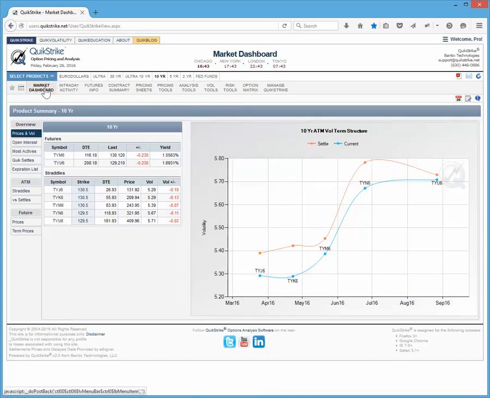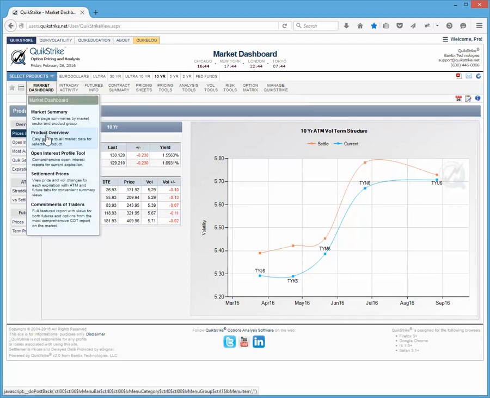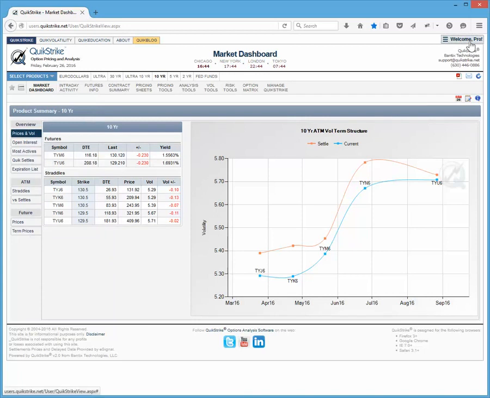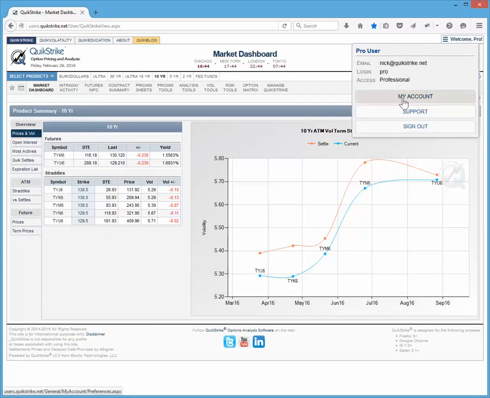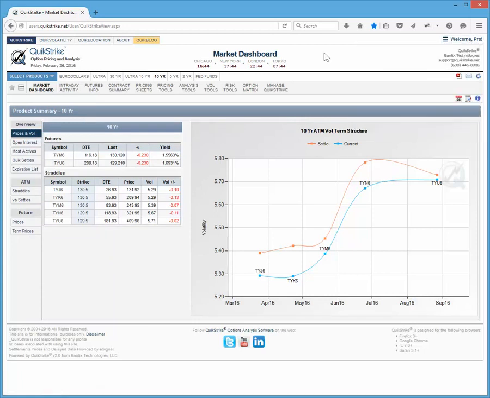Before we get started, let's remind ourselves where we are. We logged in today in the product group interest rates, with our favorite product being the 10-year. And as always, we're landing on the product overview. As a reminder, you can change your favorite product in the My Account section under the Preferences menu. So let's get started and take a look at the quick option chart.